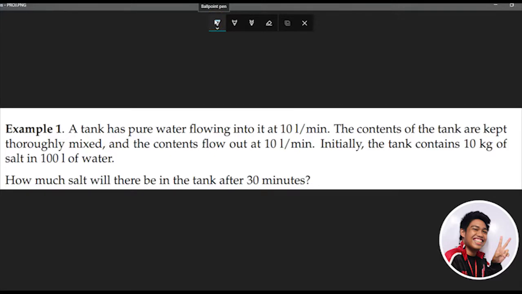Hello everyone. Here we will see an application of the first order linear differential equation. This problem is a mixing problem which states that a tank has pure water flowing into it at 10 liters per minute. The contents of the tank are kept thoroughly mixed and the contents flow out at 10 liters per minute. Initially, the tank contains 10 kilograms of salt in 10 liters of water. The question is, how much salt will there be in the tank after 30 minutes?